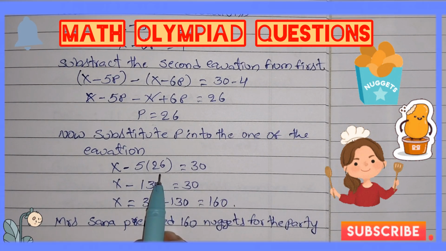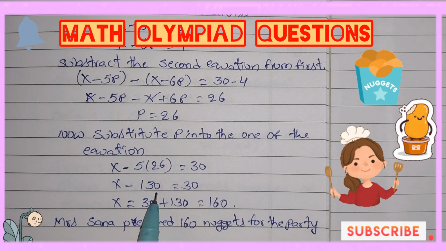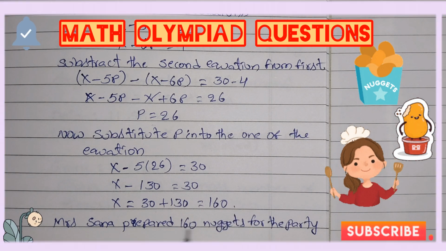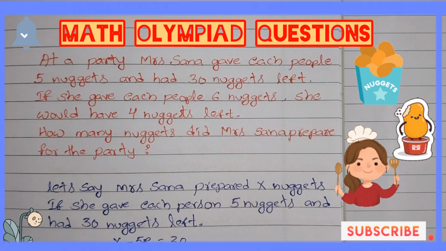Now substitute p into one of the equations. X minus 5 multiplied by 26 equals 30. X minus 130 equals 30. X equals 30 plus 130, equals 160. Mrs. Sana prepared 160 nuggets for the party.